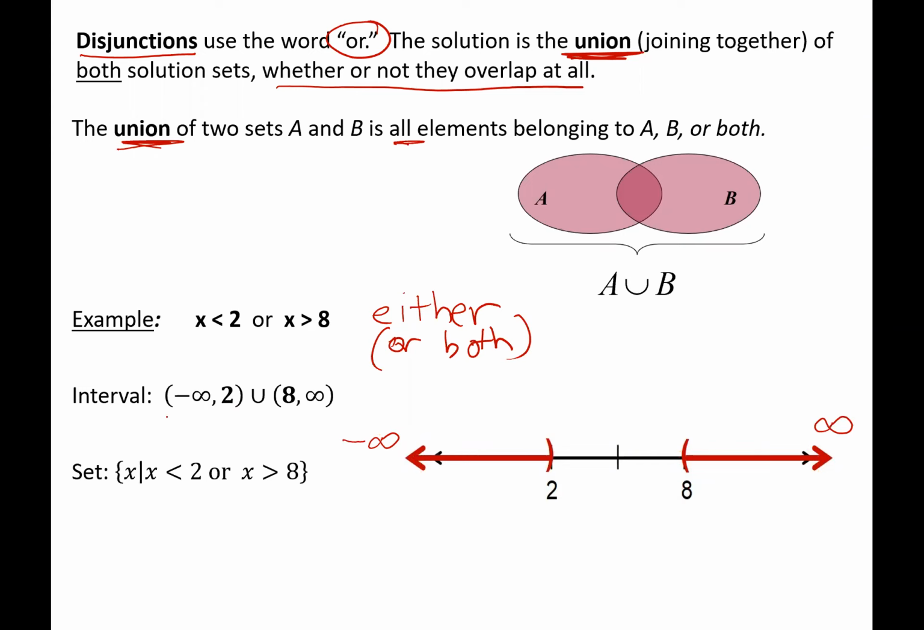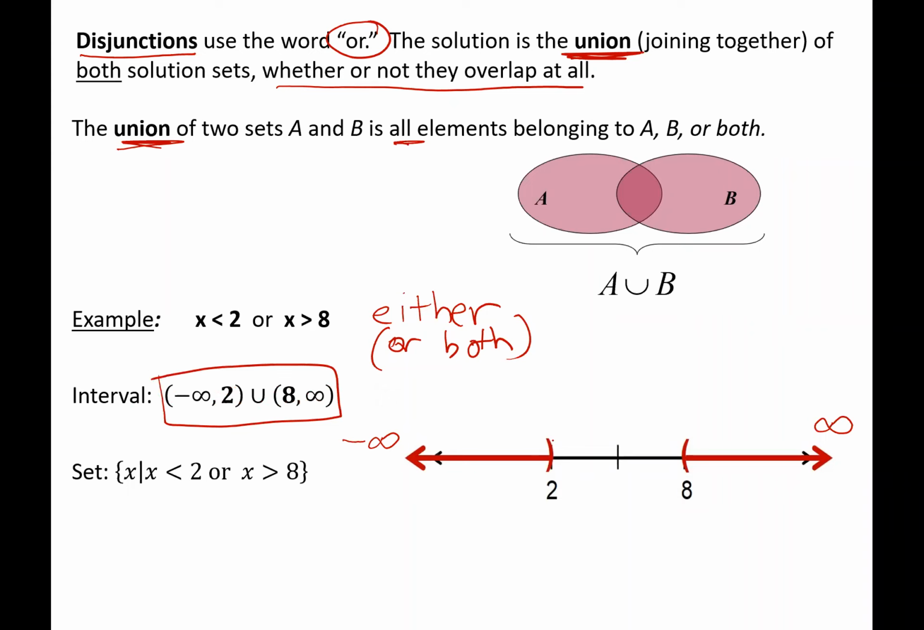In interval notation, here's what the answer is. Parenthesis, negative infinity, comma, 2, close the parenthesis. Then here's this U symbol, which is called union. And then we have our second interval, parenthesis, 8, comma, infinity, and then close parenthesis. This is our answer in interval notation.